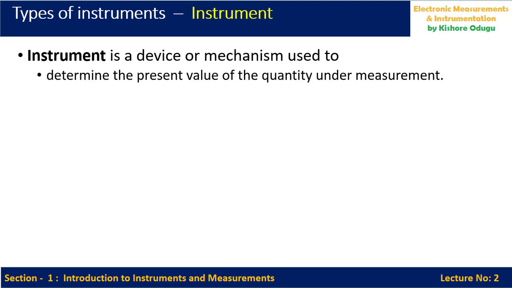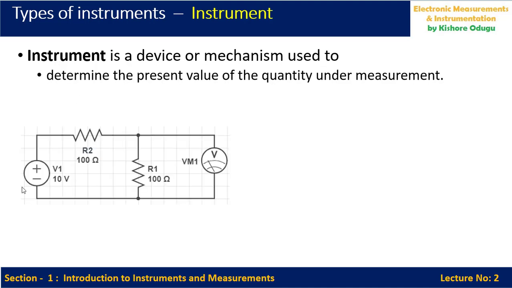An instrument is a device or a mechanism used to determine the present value of the quantity under measurement. So whatever the quantity you are going to measure, the device which helps us to measure that quantity is an instrument.